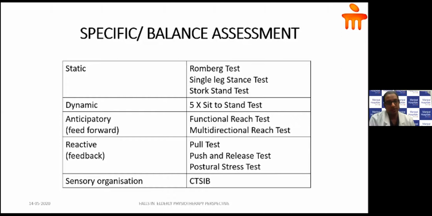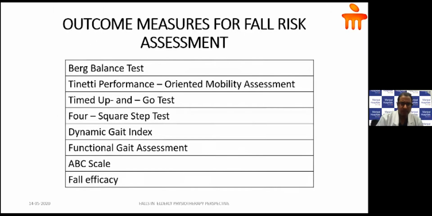So these are some of the specific balance tests we can use on individuals, apart from the general ones. These are outcome measures for fall risk assessment. Outcome measures are very important, because they indicate how our strategies are working on the individual. Whatever test we perform, if we take that as a measure, after the intervention we can check back and find out which level of function they are at right now. So it's quite important to conduct outcome measures.